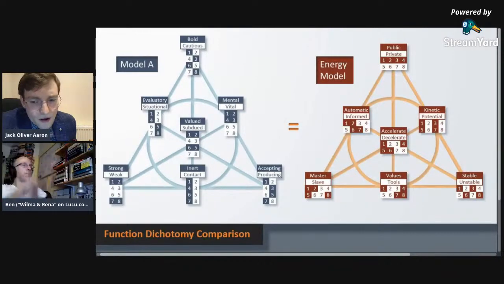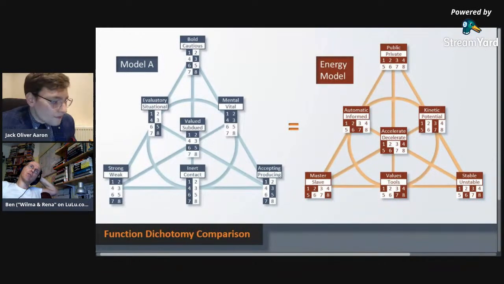But are these function dichotomies useful then in model G, or are they not? Are they important in model G, or are they not? Well, this is like in the original model A. Certain ones I like to use more than others. Okay. I mean, obviously, I bang on about public and private a lot.